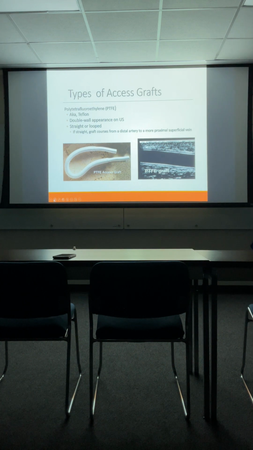So this is a PTFE access graft, also known as Teflon. This is the one that's going to give you that double-walled appearance on ultrasound. The graft can be straight, and it's going to go from the distal artery to a more proximal superficial vein. So it's going to start distally at the artery, and then go up proximally to the superficial vein. Or it can be looped.